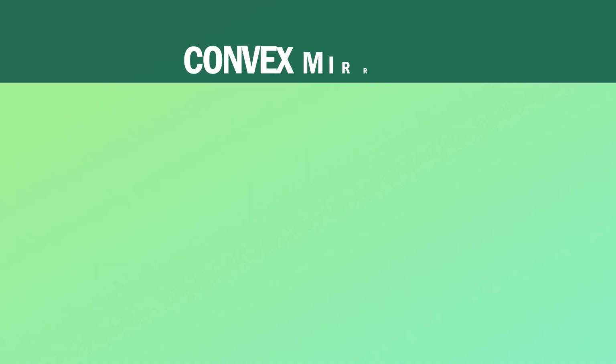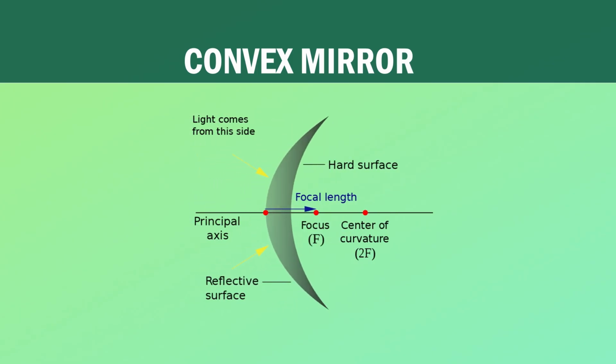Then we can talk about the convex mirror also. In the convex mirror, the reflective surface is the upper surface, the surface which is coming up, whereas the surface which has depth is called the hard surface or the polished surface. So that surface is not reflecting. Now here the focus is on the principal axis, and the center of curvature is also on the principal axis. The light comes from this side and gets reflected from the reflective surface.